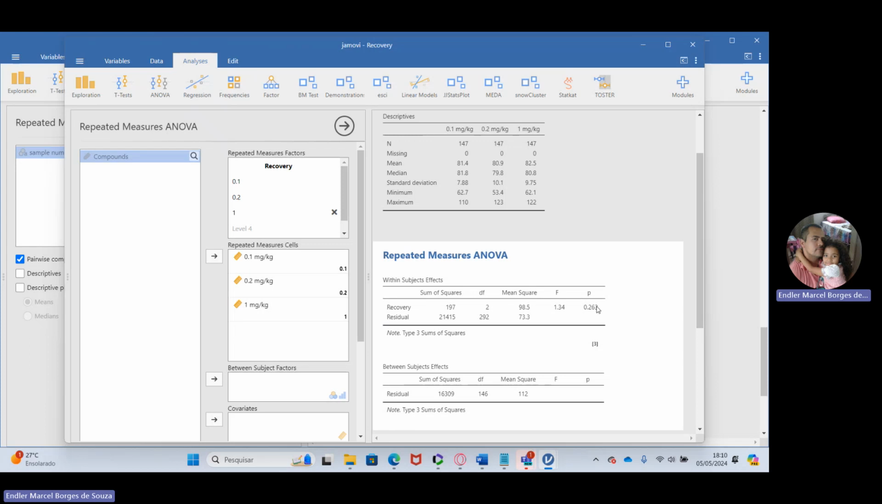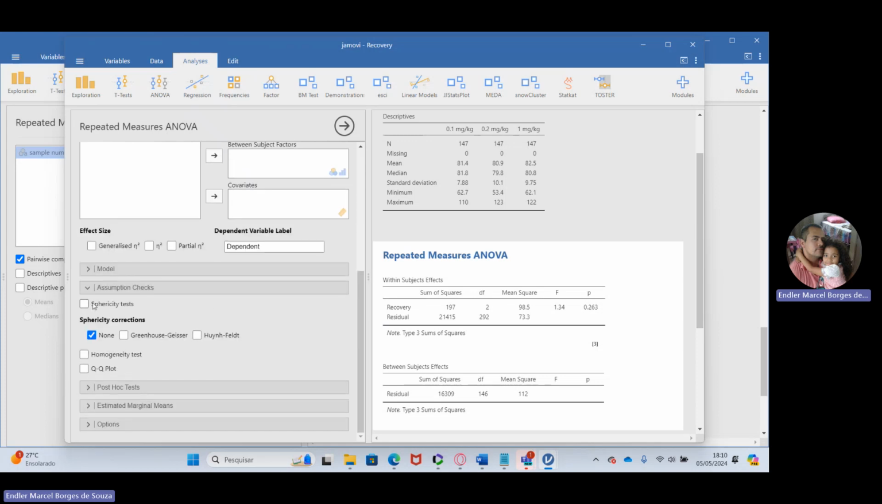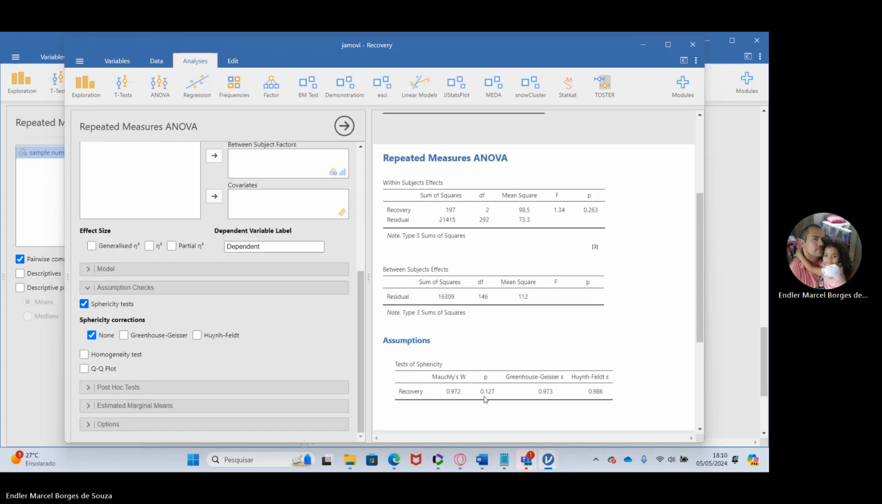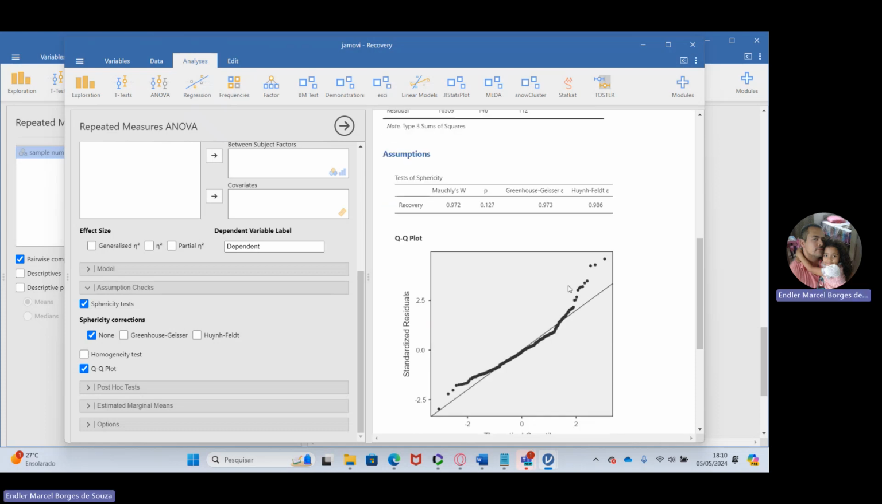Well, I must take care. First, I have to check if I can use a parametric test. I go to assumption checks. I check sphericity. I can assume the sphericity of my data. I can go to Q-Q plots, and I see that there is a deviation from normality, but I can still consider my data normally distributed.